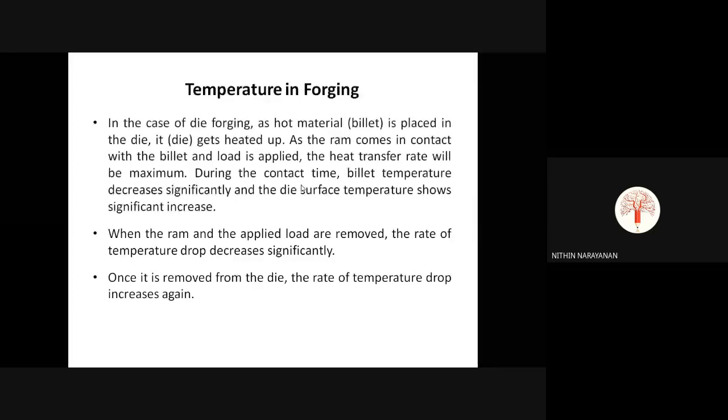Right, it is in contact. So when the ram and the applied loads are removed, the rate of temperature drop decreases significantly. If the ram is removed, what can happen? The contact is gone, the billet's contact with the ram is gone. So what happens? The rate of temperature drop decreases significantly. Earlier there was a temperature drop from the billet because it is in contact with the die, so heat is transferred to the die. So when it is removed, what happens? This rate of temperature drop will decrease. Once it is removed from the die, the rate of temperature drop increases again.